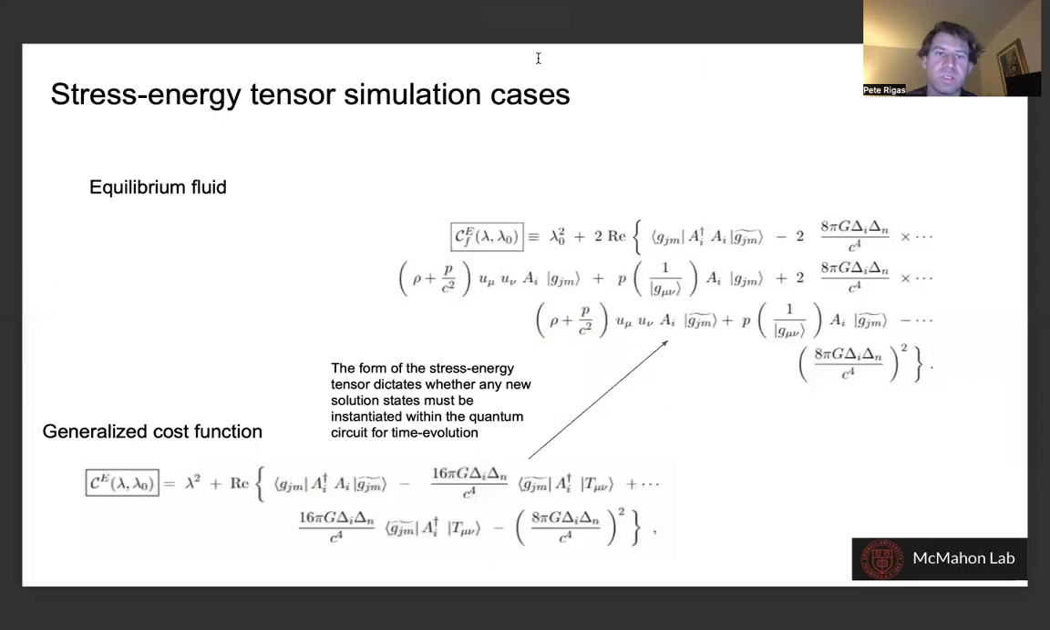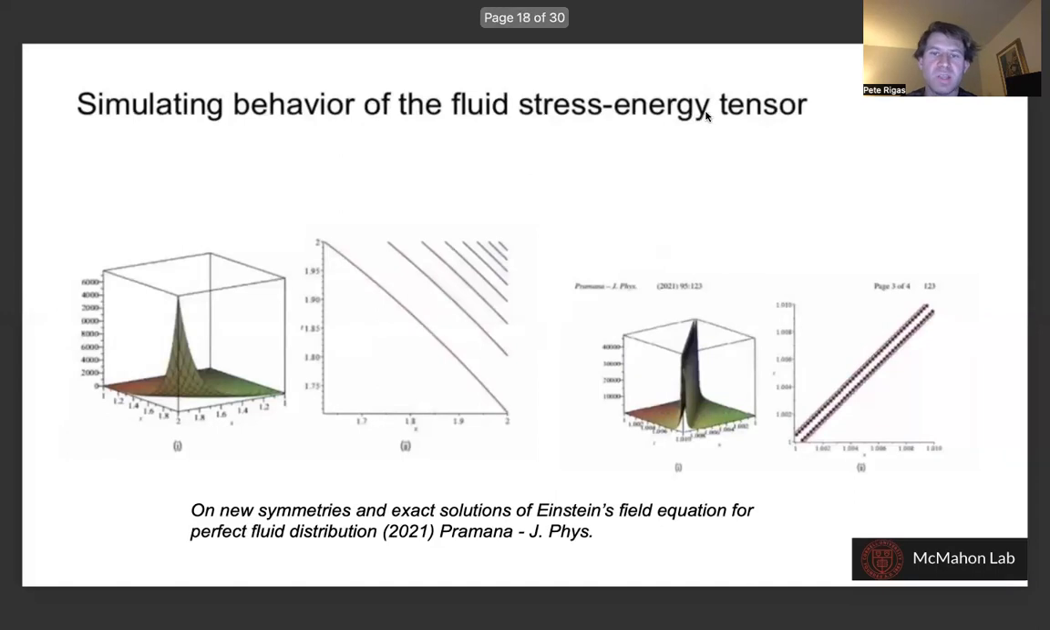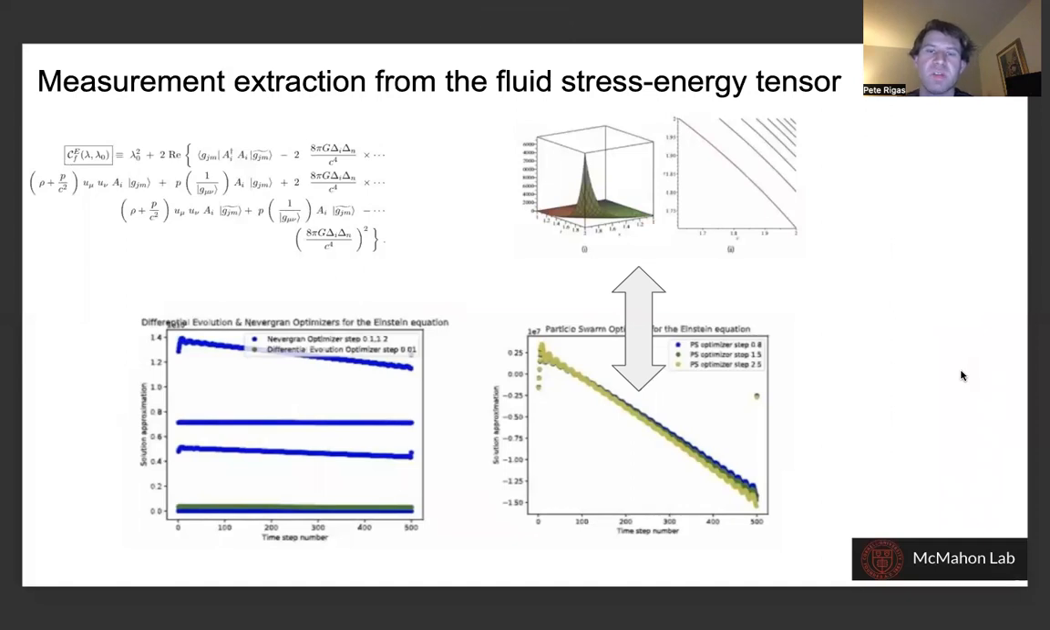And we can form other simulation cases for the stress energy tensor, in addition, including the equilibrium fluid, in which, from our generalized cost function for the Einstein field equations, the form of the stress energy tensor dictates whether any new solution states must be instantiated within the quantum circuit for time evolution. And we can simulate this behavior by knowing the level sets of the solution surfaces for the equilibrium fluid stress energy tensor from a 2021 reference. And we can extract measurements from the fluid stress energy tensor, in which, for the particle swarm optimizer, varying the time step can decrease the magnitude of the quantum readout that we obtain.